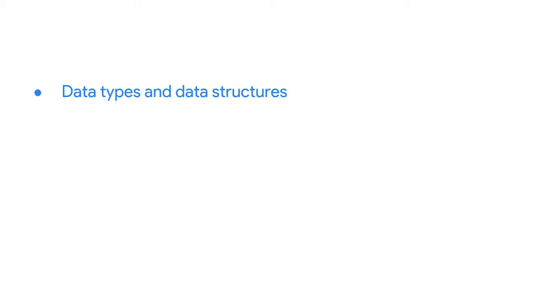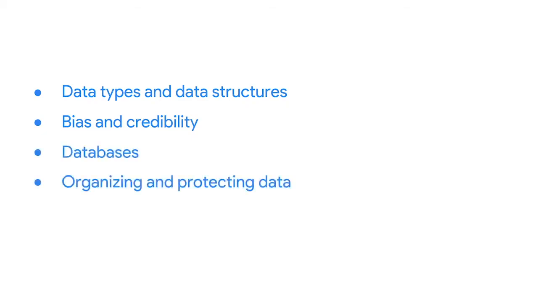So far, you've learned about data types and data structures, and discovered the importance of bias and credibility in data preparation and analysis. We also explored databases, different ways to organize and protect your data, and even how to join the data analytics community. All of this will help you prepare your data for the next step in the data analysis lifecycle: processing. Processing your data to make sure that it's clean and complete is the last step you take before you start analyzing it. And that's exactly what the next course is all about.